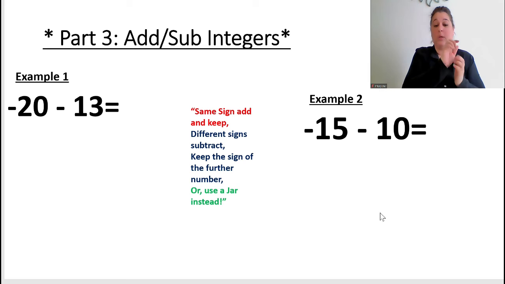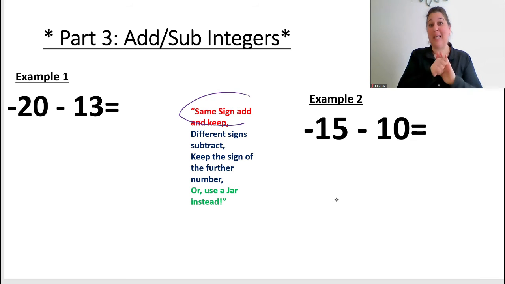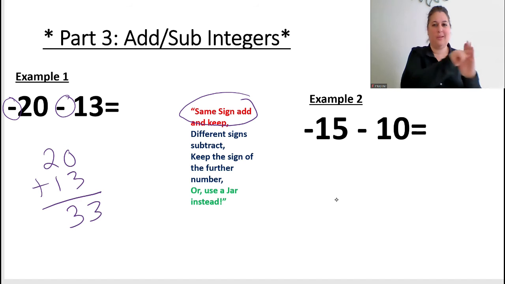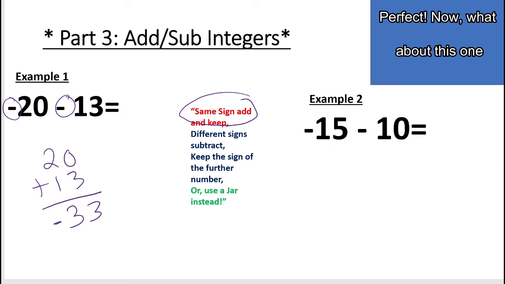Let's have some practice with the first part, same sign, add, and keep. Here it goes. I have -20 minus 13. Do not use a number line or jar. Same sign, add, and keep. They're the same sign, so we're going to add the numbers and keep the sign. The signs were negative. So there you go, negative.